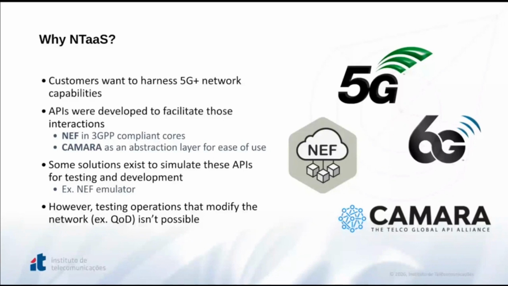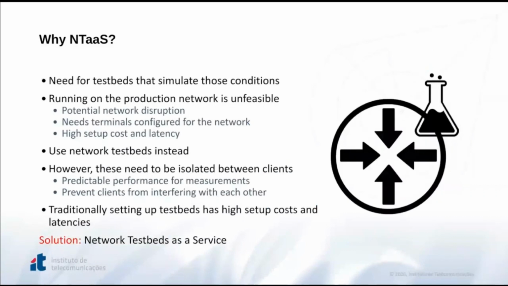APIs. However, when we reach the stage of validation and testing, this is not enough, because some of the operations that are provided, such as network changing operations, such as quality on demand and traffic influence, can't be simulated with these emulators because they are simply using simulated devices that don't really exist. That's why network testbeds are important for application development, so that the developers can have these behaviors simulated in a realistic manner to validate their applications.